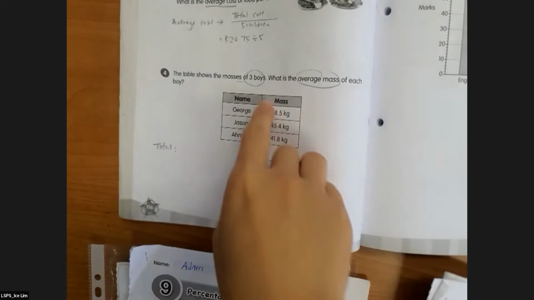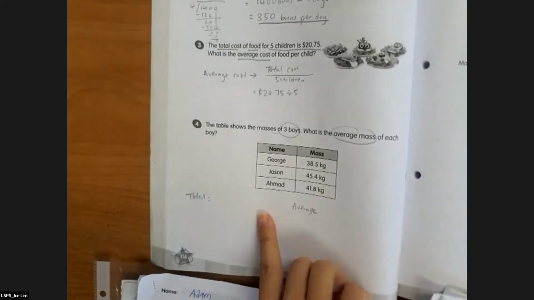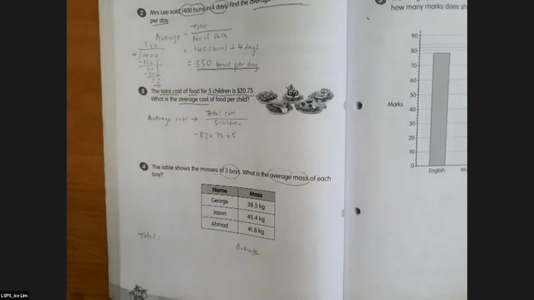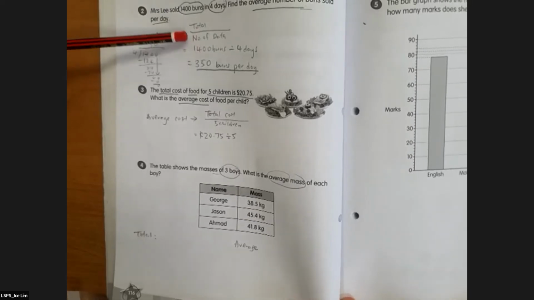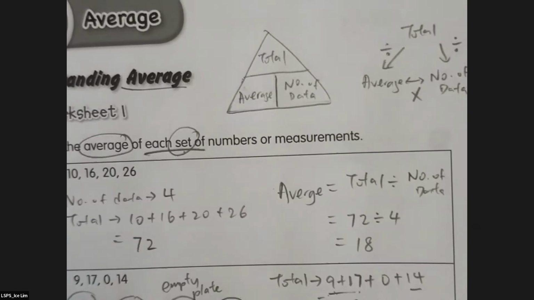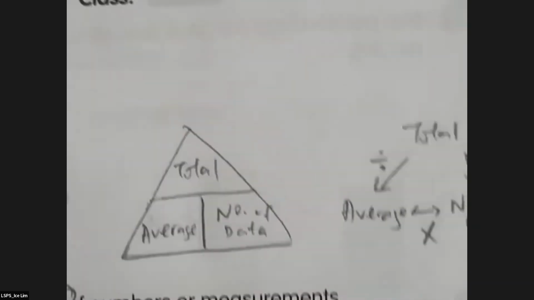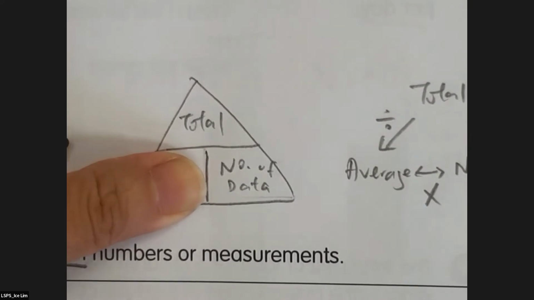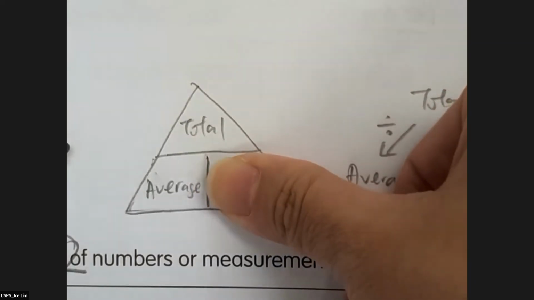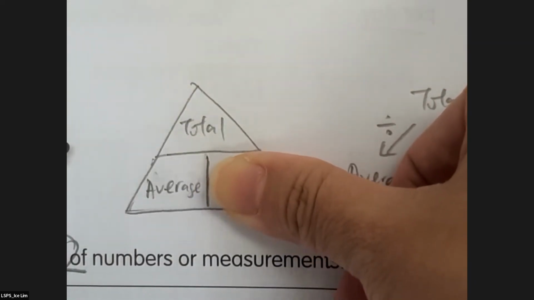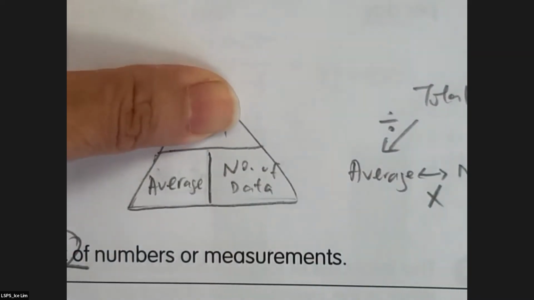Okay, so yesterday was this page 116 where we stopped, and you notice that I drew it like a fraction relationship. It's how I got it from the triangle here. So if you notice here, when I'm finding average, I use the total divided by number of data. When I'm finding number of data, I use the total divided by the average. When I'm finding total, I use average times number of data.